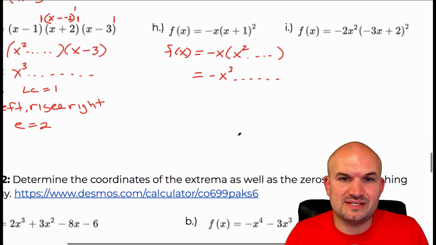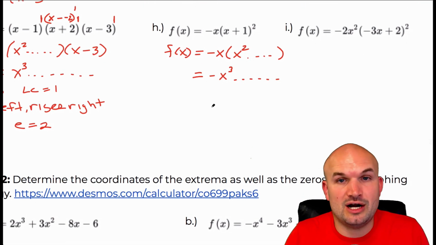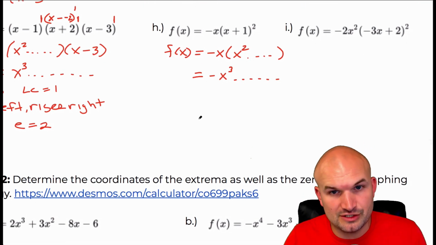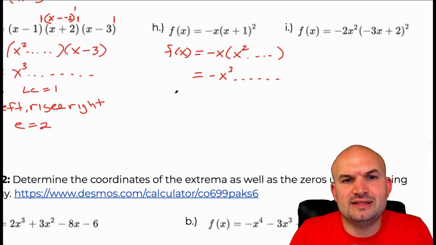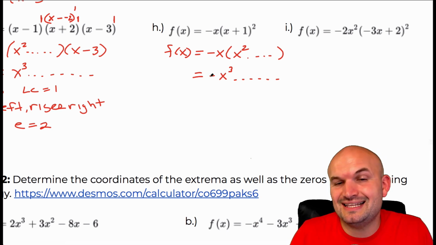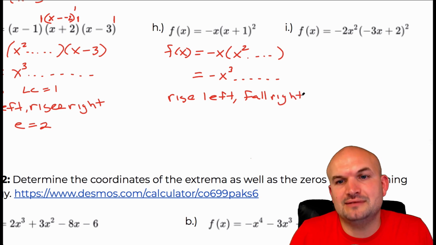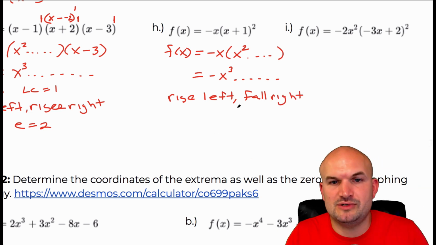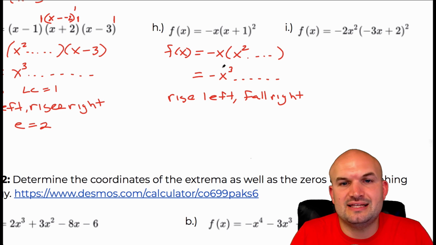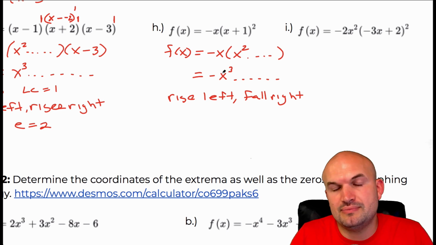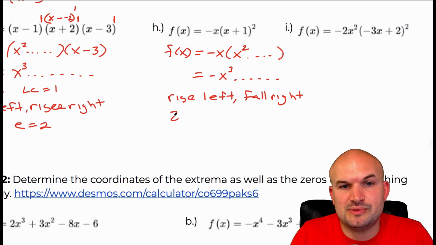But in this case, we're just concerned with looking at our end behavior and determining the maximum number of zeros and extrema. So in this case, our end behavior, since this is odd and this is negative, is going to rise to the left and fall to the right. And again, this is based on the leading coefficient test that we just took a look at. We can see that the degree is 3, so the maximum number of zeros is 3, and the maximum number of extrema is 2.